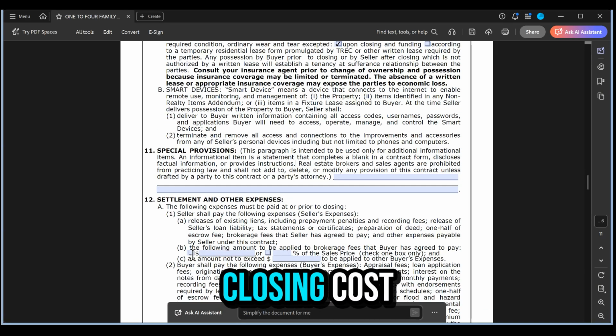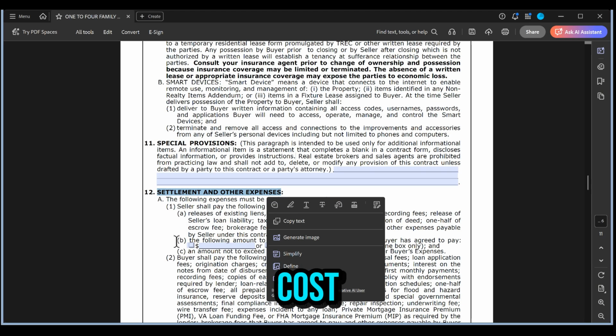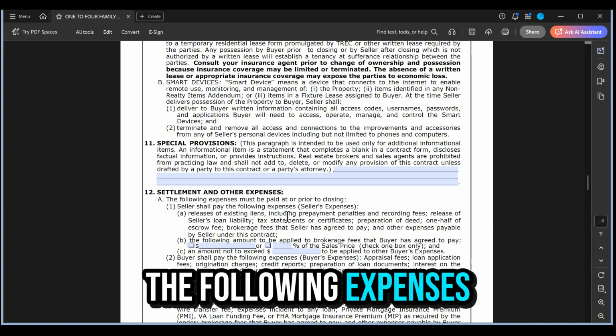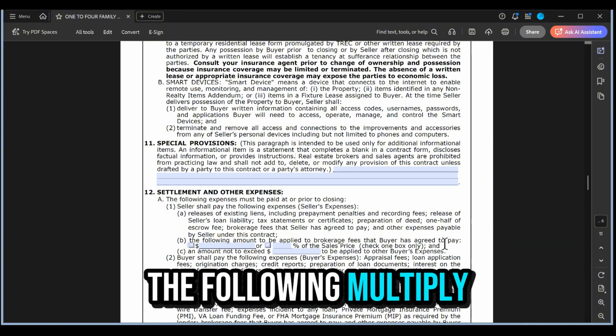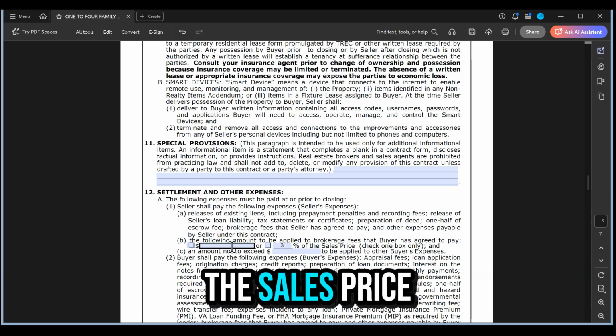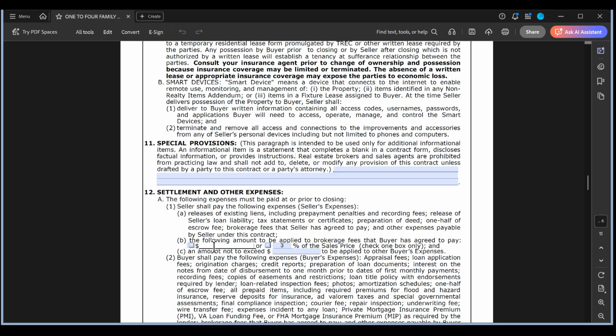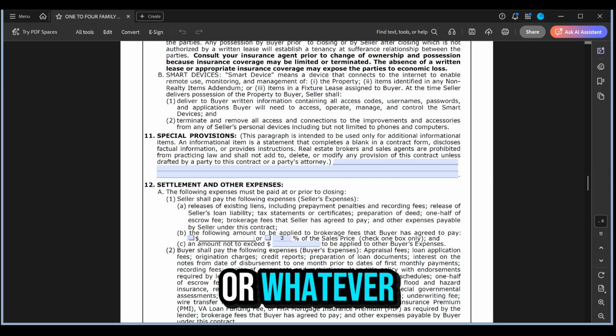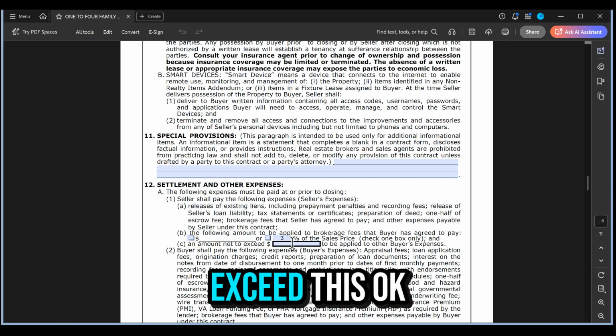Settlements and expenses, closing costs. This is your settlements and closing costs. The seller shall pay the following expenses, release the liens, the following amount multiplied. Oh, this is to the realtor. So 3% of the sales price is standard, although you could put $5,000 here or whatever, that payment fee, and an amount not to exceed this.